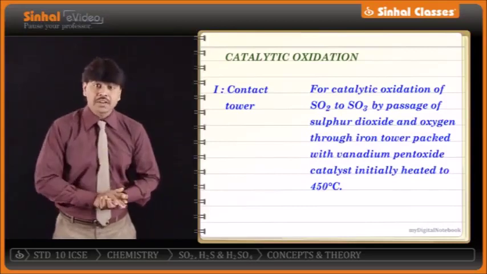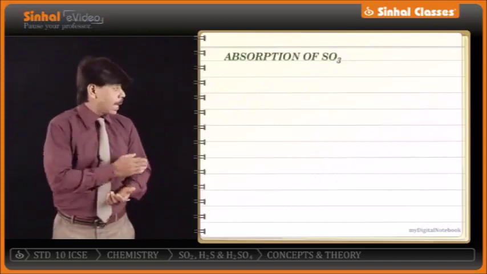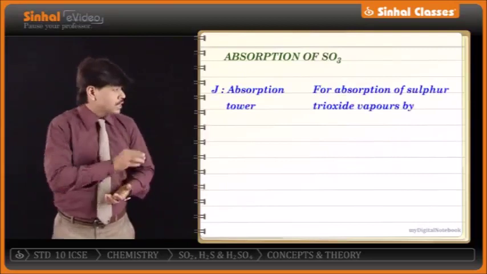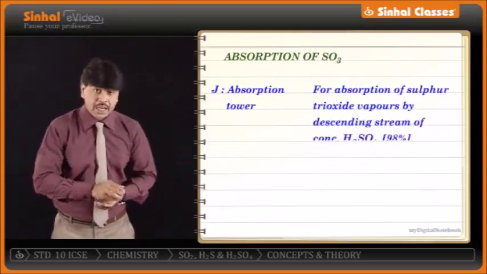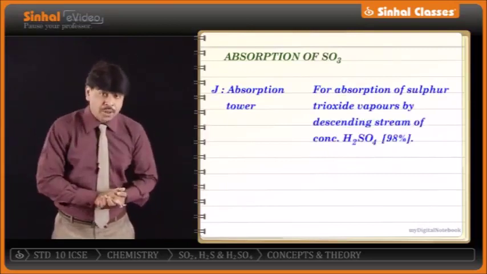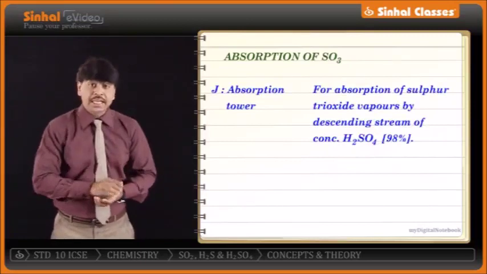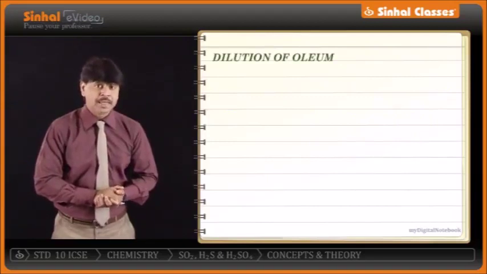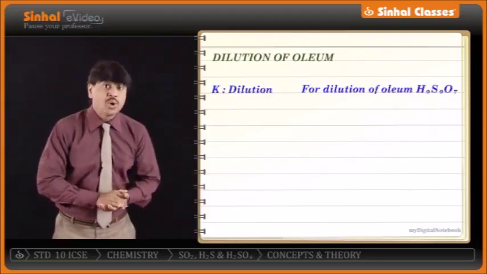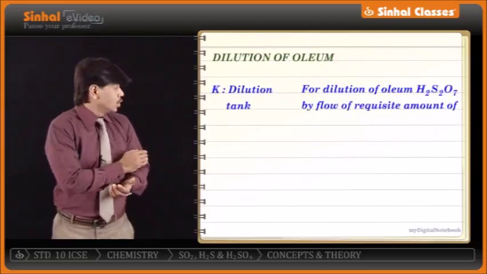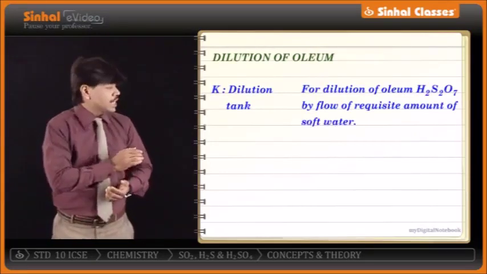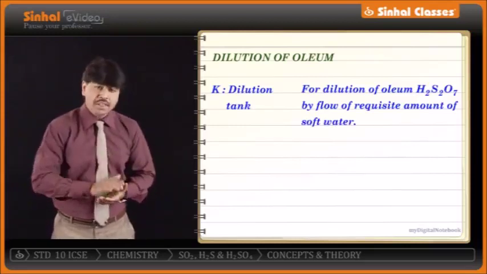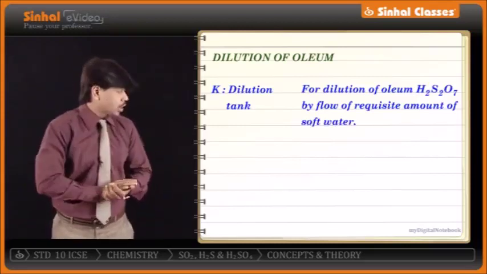Now comes the fourth and the final unit, and that is absorption of SO3 in the absorption tower. Concentrated sulfuric acid is introduced from the top so that SO3 gets mixed with it and we get an acid called oleum, that is H2S2O7. Now, even though sulfur trioxide is an acid anhydride of sulfuric acid, it is not directly mixed with water.